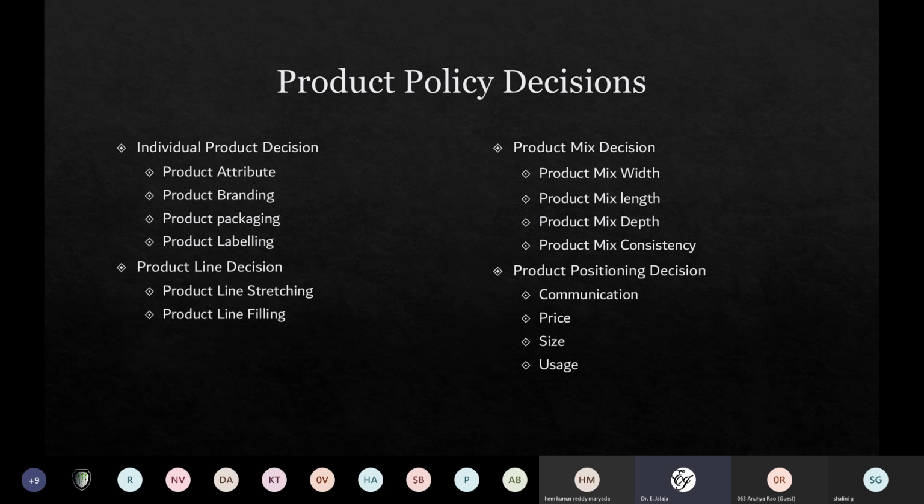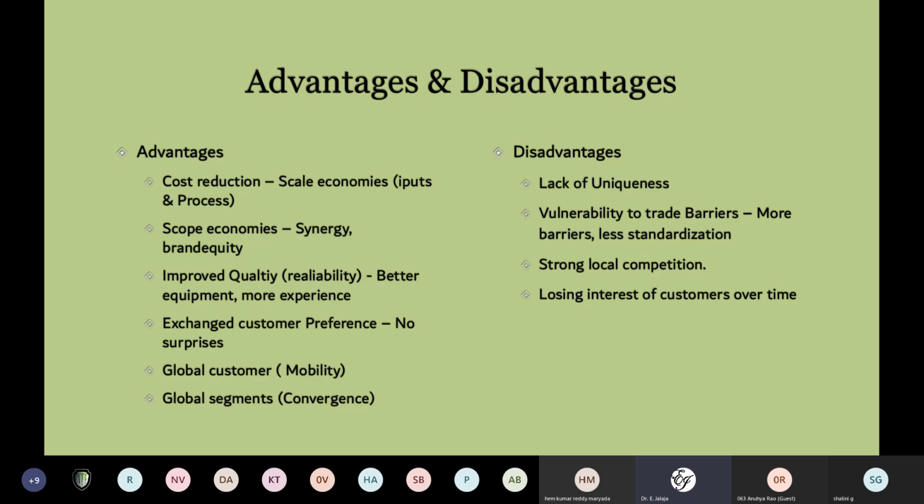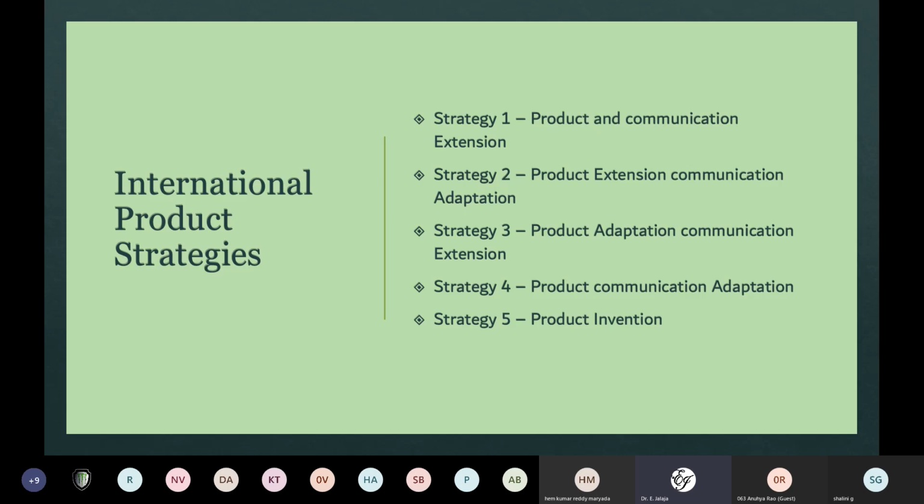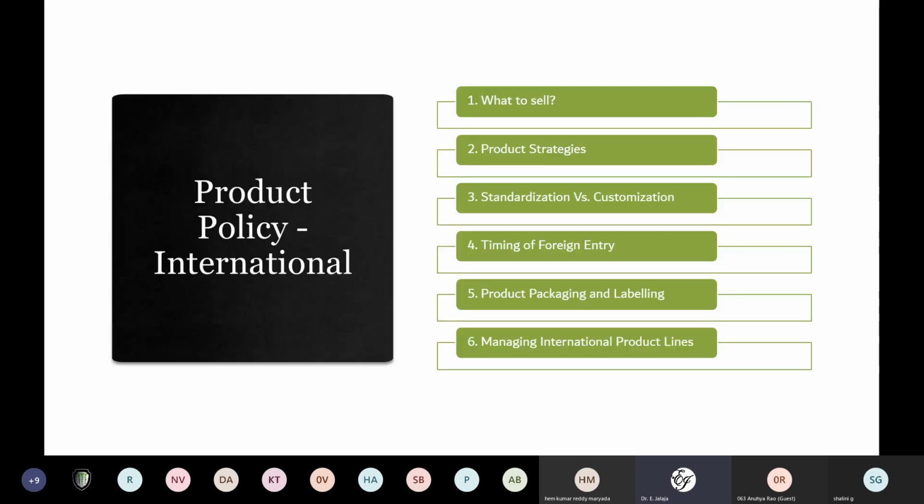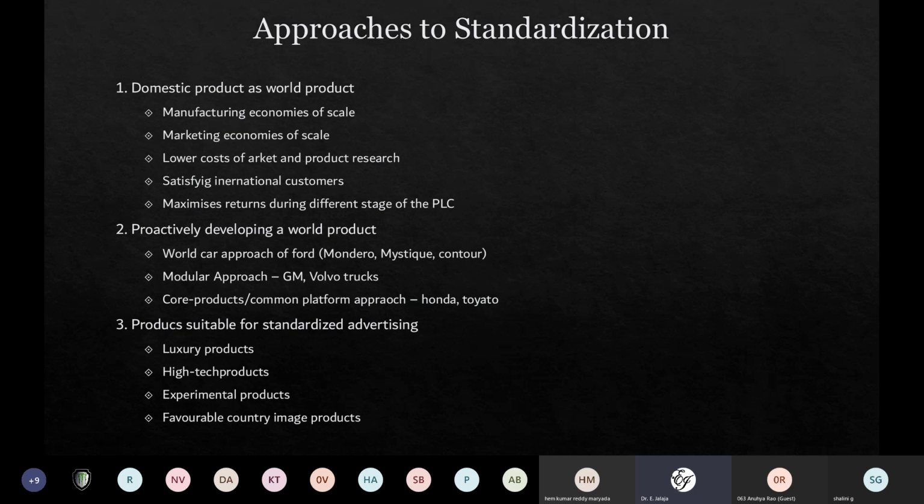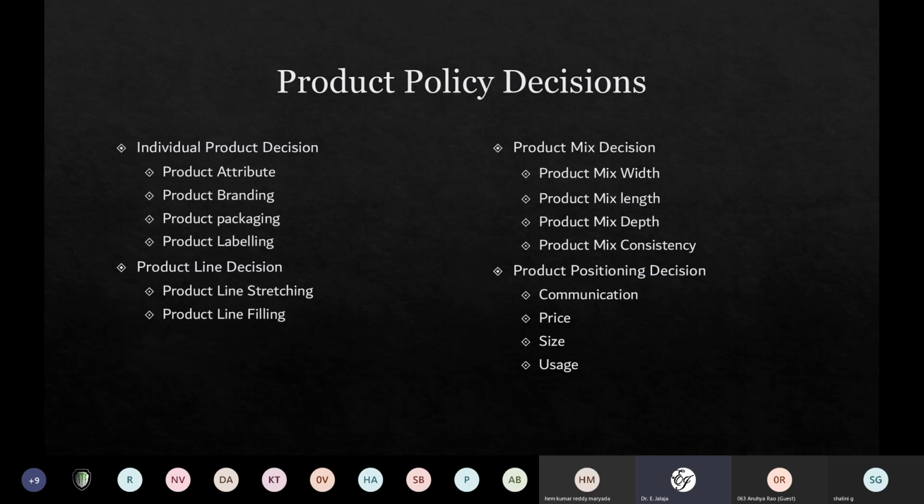See, for all these things itself, we have decisions, that is product policy decisions. What type of decisions we need to take? So here is the list. See, if you want to standardize or want to customize, what type of strategy you need to adopt, approach you need to adopt, right? Whatever we discussed in earlier slides also, right? Whether to go international, what mode you are going to adopt, what to sell and how to sell, right? Completely, whether national or international, what is there for you to decide, what type of decisions you are taking, where a policy is required. So these are the elements.